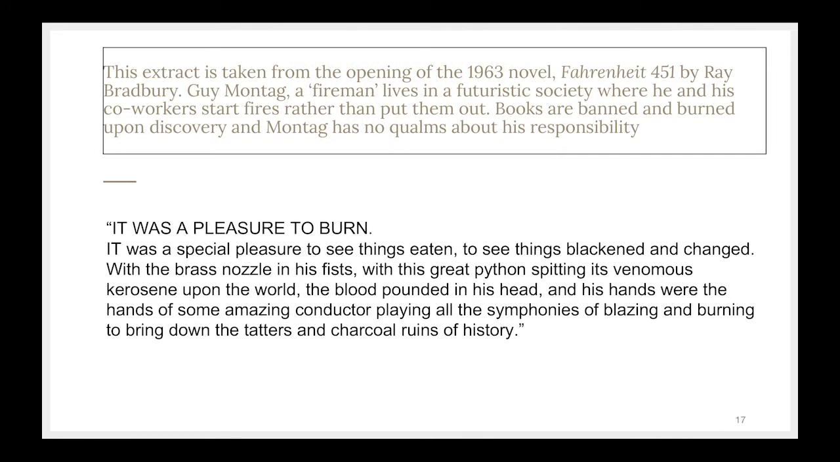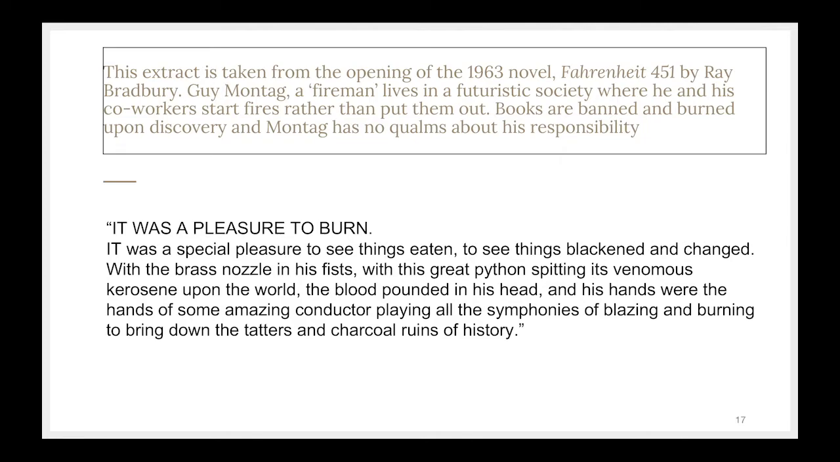So this extract is taken from the opening of the 1963 novel Fahrenheit 451 by Ray Bradbury. Guy Montag, a fireman, lives in a futuristic city where he and his co-workers start fires rather than put them out. Books are banned and burned upon discovery, and Montag has no qualms about his responsibility.